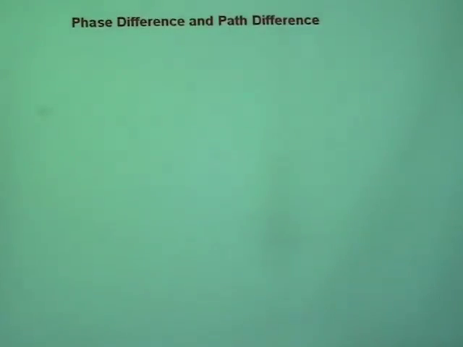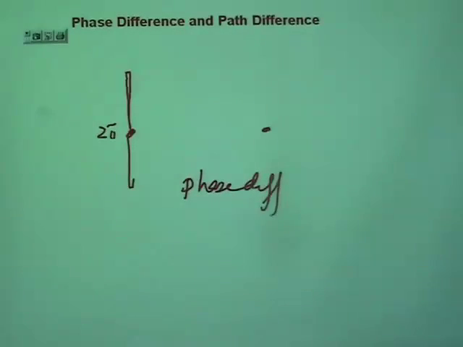Let me see if I can show that over here. If there are two particles, one here and one here, this one has completed one vibration. That means it has gone through a phase of 2 pi, and the second particle is now beginning to vibrate. Therefore, we say the phase difference between the two particles is 2 pi.